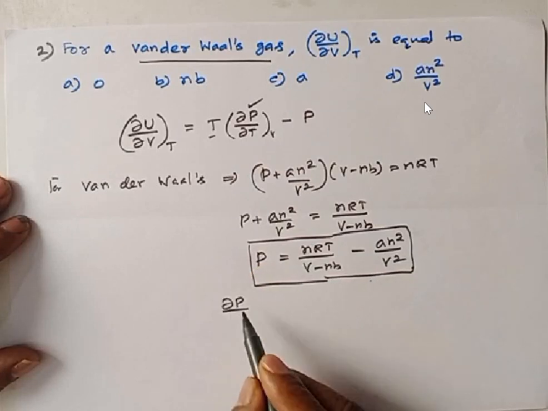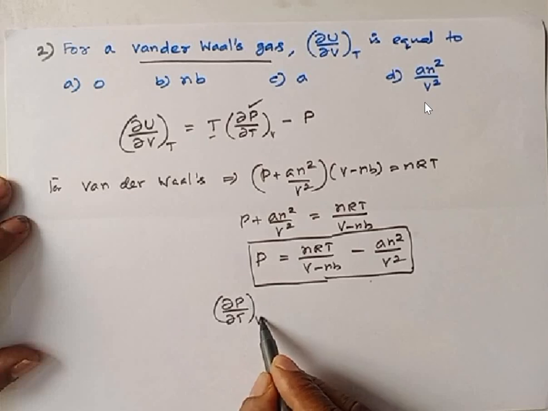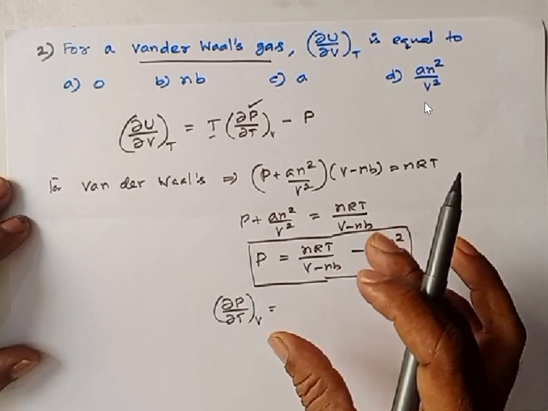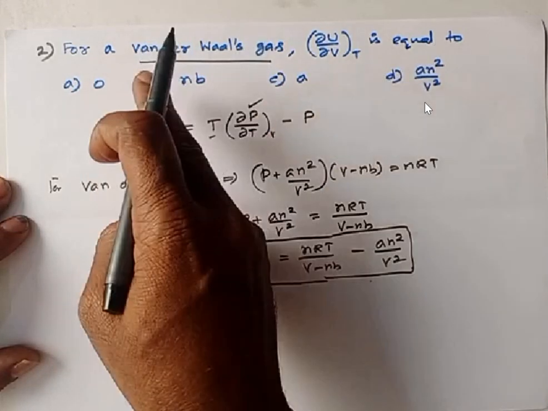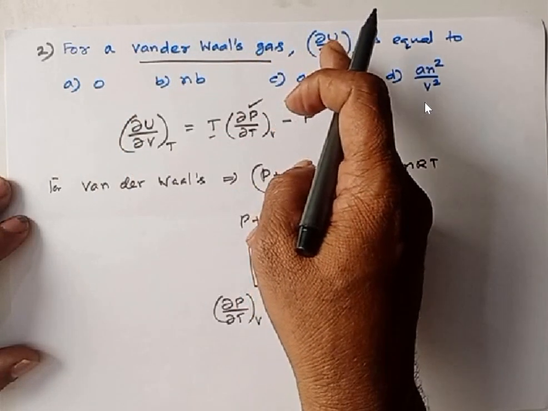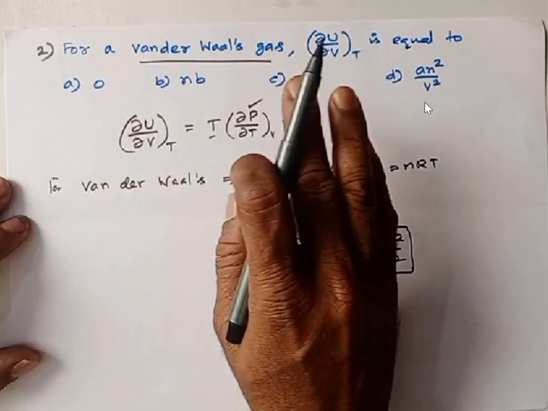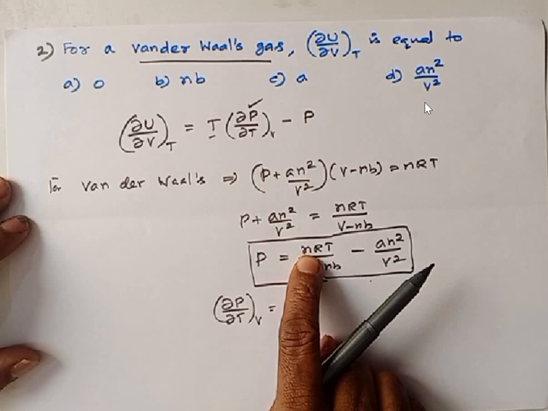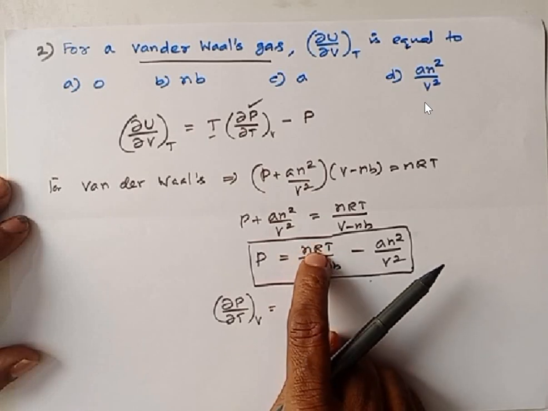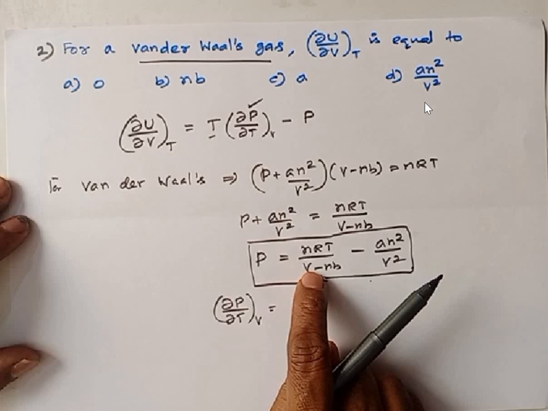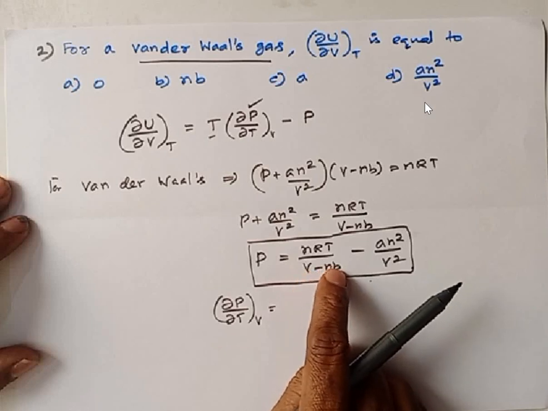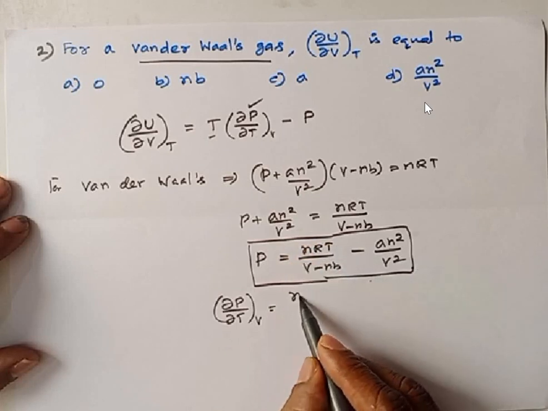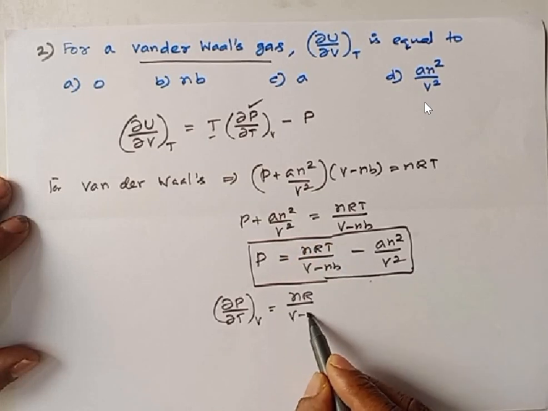So dou P by dou T at constant volume equal to, so number of moles is constant here. The change in internal energy is given. They did not mention anything about the number of moles, so you should keep number of moles constant. Number of moles constant, R constant, volume also constant, b is van der Waals constant, right? So except T, all other things are constant here. So keep them as such, nR by V minus nb.